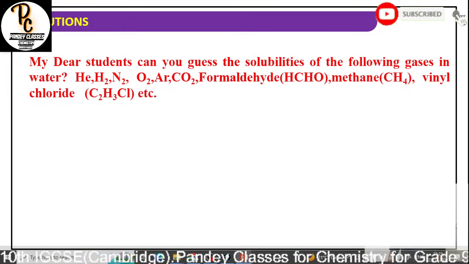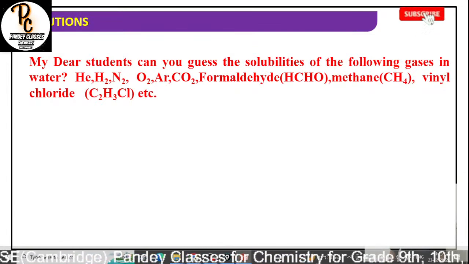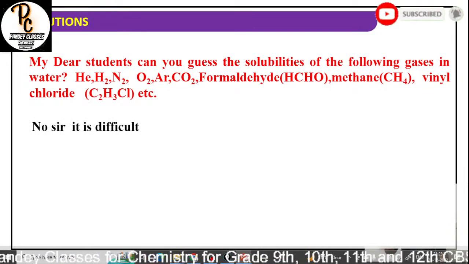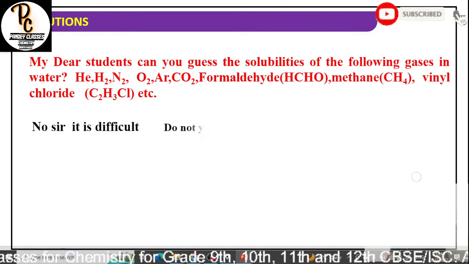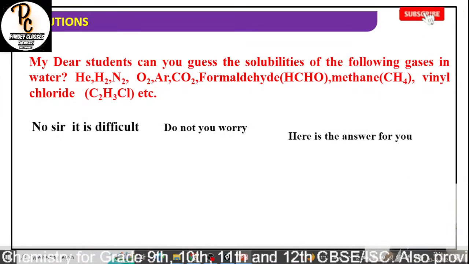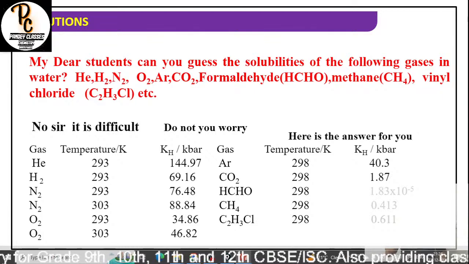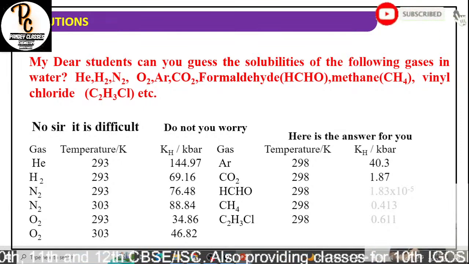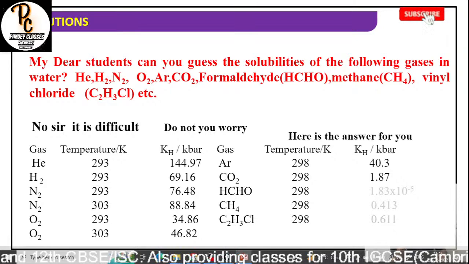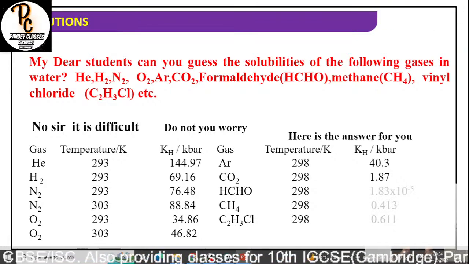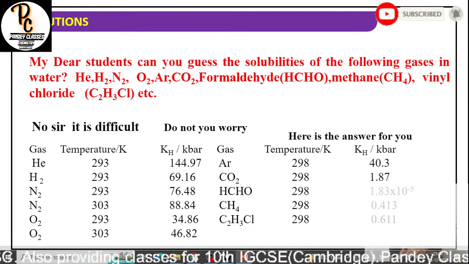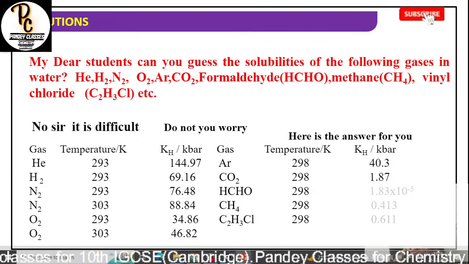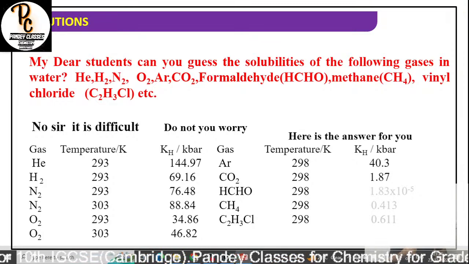Helium, hydrogen, nitrogen, oxygen, argon, carbon dioxide, formaldehyde, methane, vinyl chloride, etc. Why can we not guess the Kh values? Here is the answer for you. It's dependent upon the nature of the gas. This Kh value depends on the nature of the gas and the temperature. Now if Henry's constant Kh is depending upon the nature of the gas and the temperature, then what kind of constant is it, right?